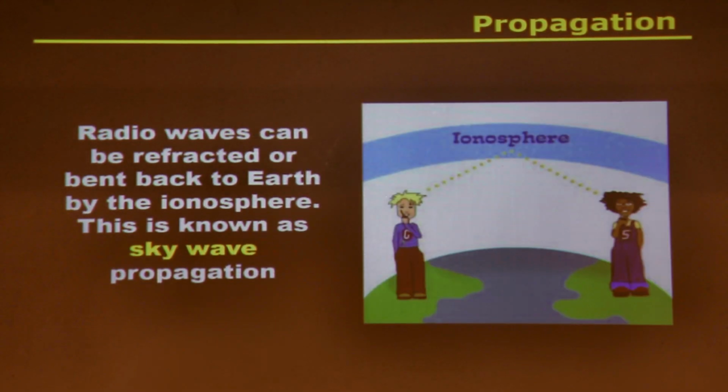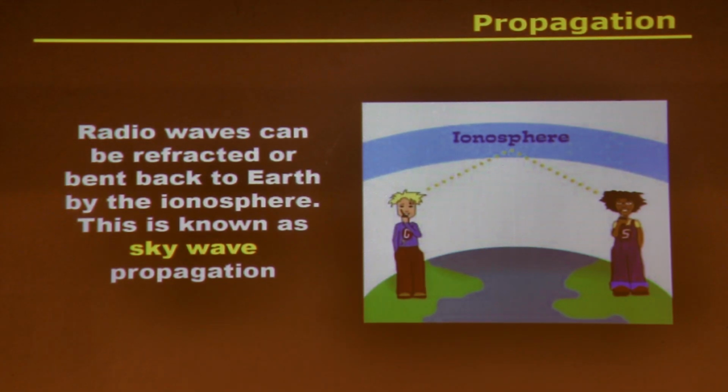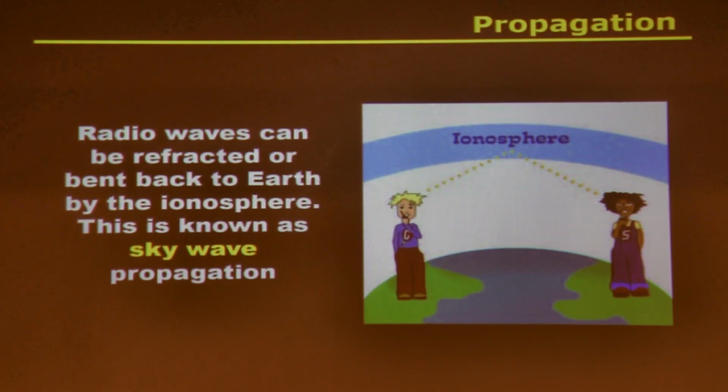And then there's skywave propagation. That's when your radio waves bounce off the ionosphere. They're bent back to Earth, reflected back to Earth, and they cover quite a distance. You can talk from one continent to the other. With multiple bounces, you can talk around the world. And we're going to focus more on skywave propagation.